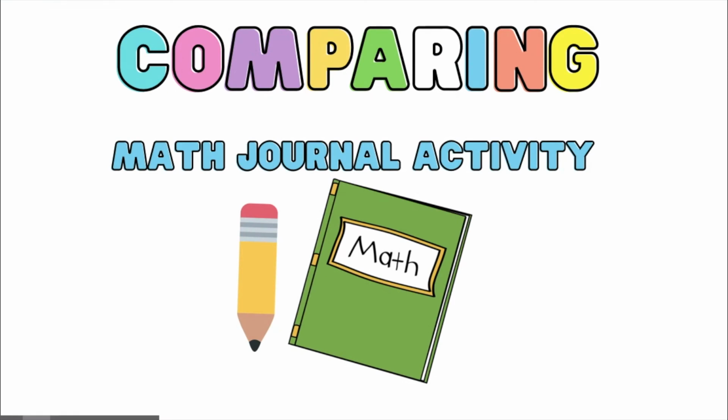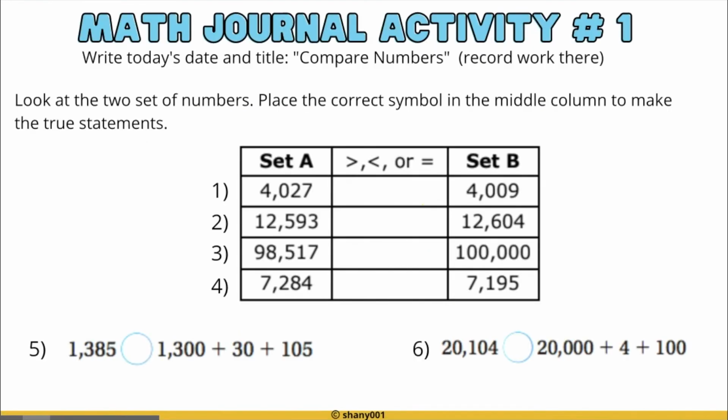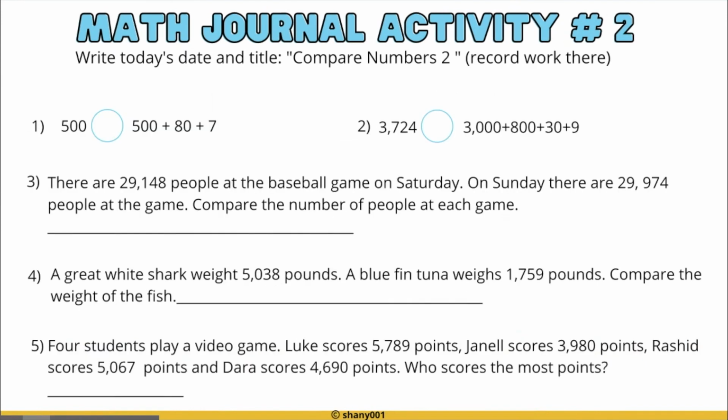These are some math journal activities you can do to practice. You can go ahead and do this in your journals. Look at the two set of numbers. Place the correct symbol in the middle column to make the true statements. Math journal activity number 2. You're going to go ahead and write the correct symbols for numbers 1 and 2. Number 3, 4, and 5, you're going to go ahead and compare the answers.